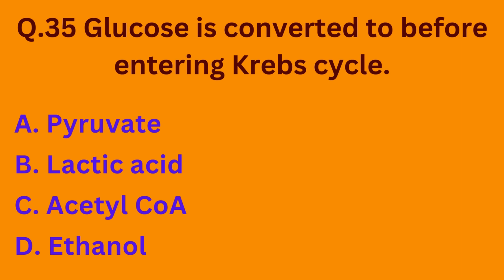Coming to next question. Glucose is converted to dash before entering Krebs cycle. Option A pyruvate, option B lactic acid, option C acetyl-CoA, and option D ethanol. So glucose is converted to pyruvate before entering Krebs cycle. So the correct option is option A.